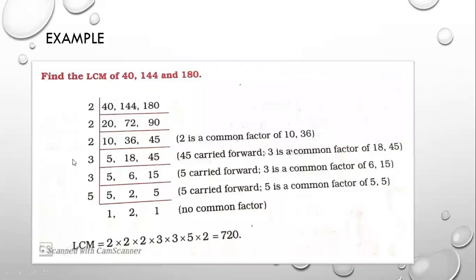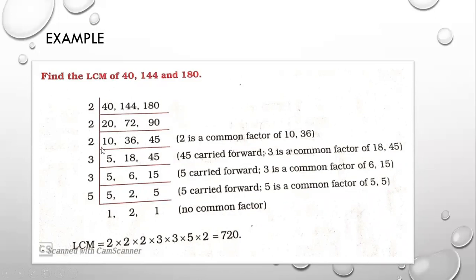Here we have an example to find the LCM by the division method. The numbers are 40, 144 and 180, and we have to find the LCM. I think this is a very common method which people learn in lower grades also. You write all the numbers together and start finding the LCM. So this is how you have to find it.